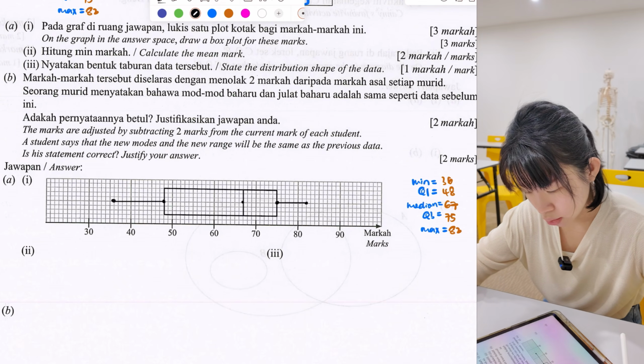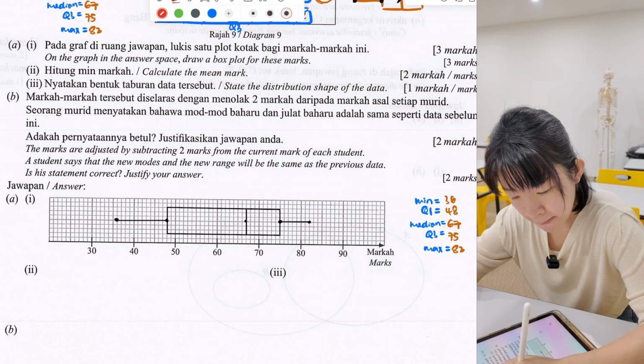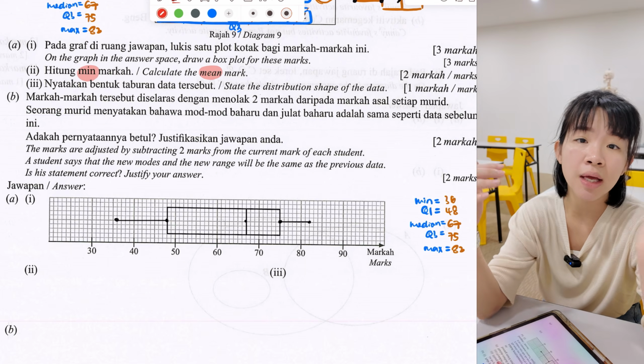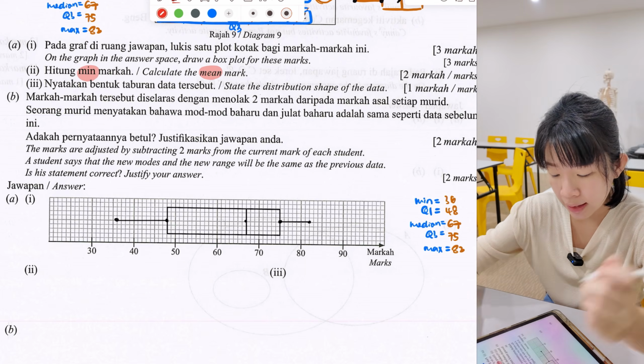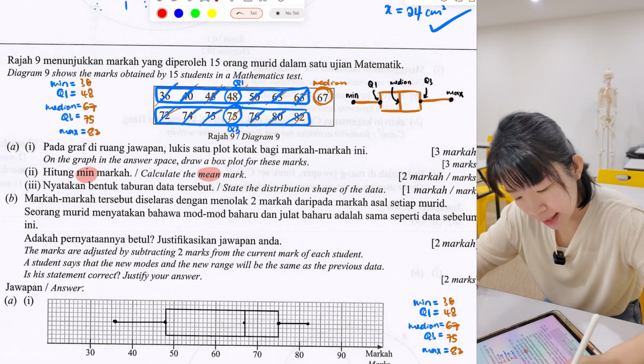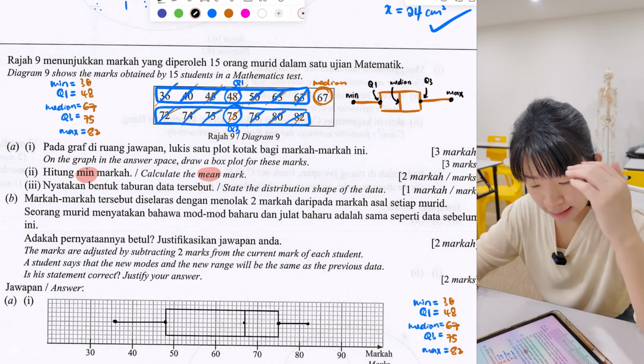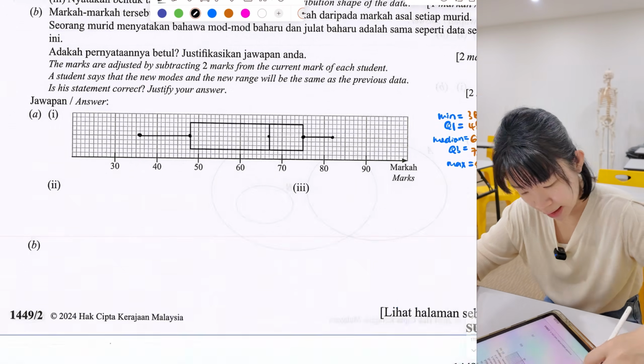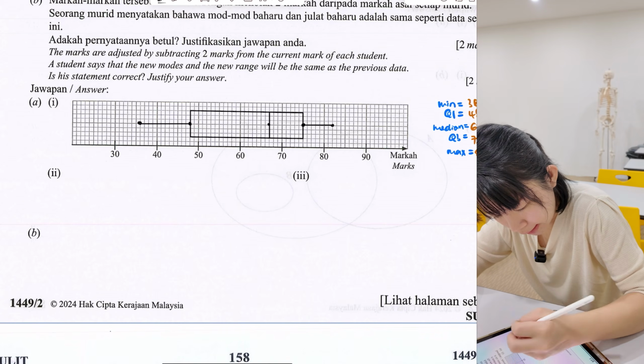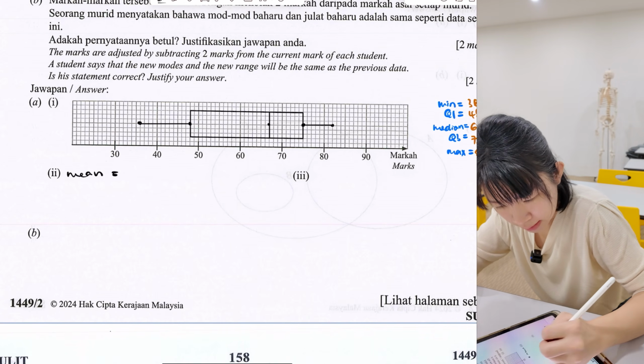Okay, let's look at part 2. They ask us to calculate the mean. Mean means average. You have to add all the data together. So tell your calculator, you add these 15 data together, divide by 15. Let's see how much, all the 15 data.